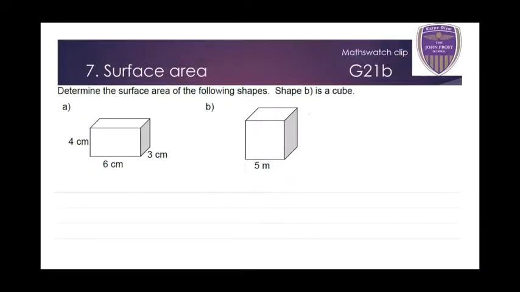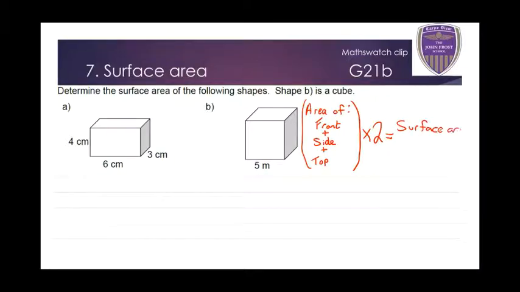First of all, you need to find the area, not the surface. You need to find the area of the front of the cuboid. You need to add that to the area of the side of the cuboid. You need to add that to the area of the top of the cuboid. And once you've found all of those, you multiply that by 2. Okay? So the area of the front, the side, and the top of the cuboid, if you multiply that by 2, you will then get the surface area of the cuboid. Okay?